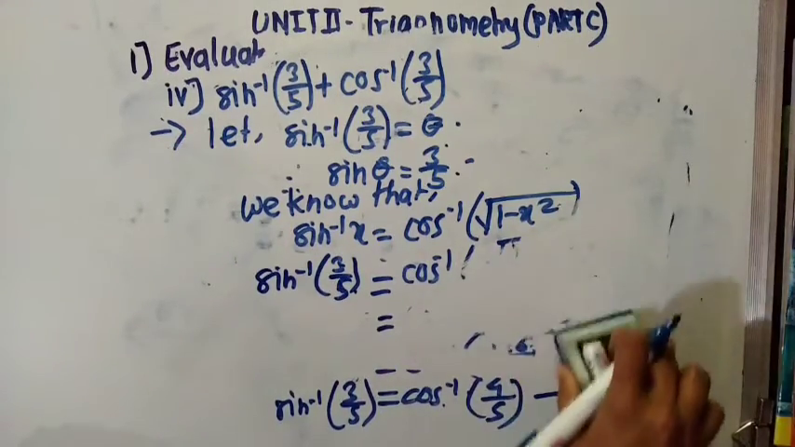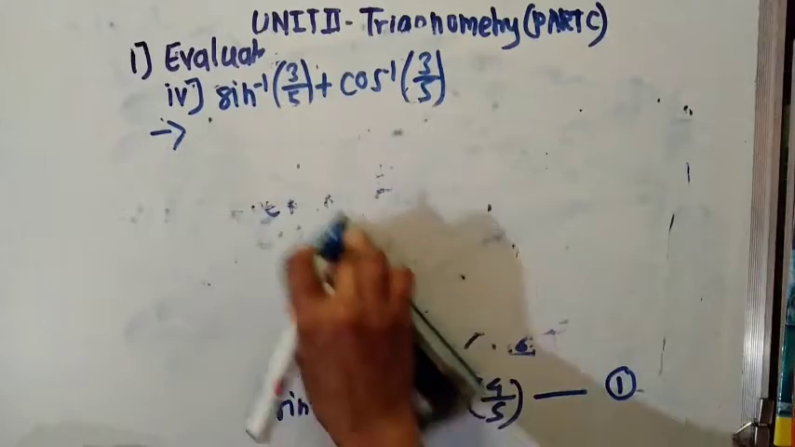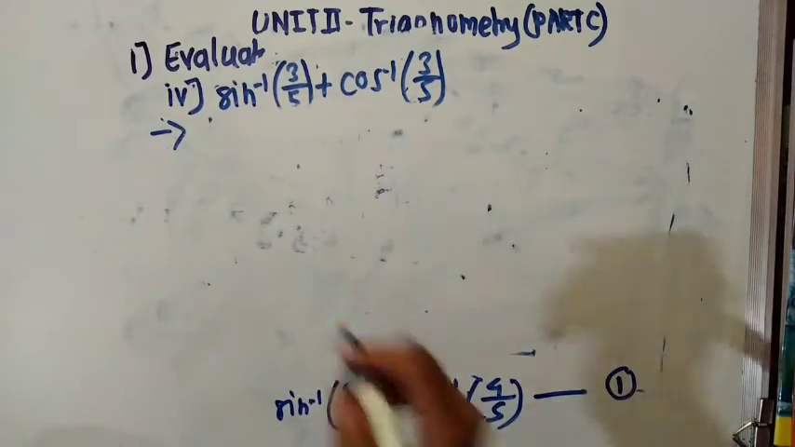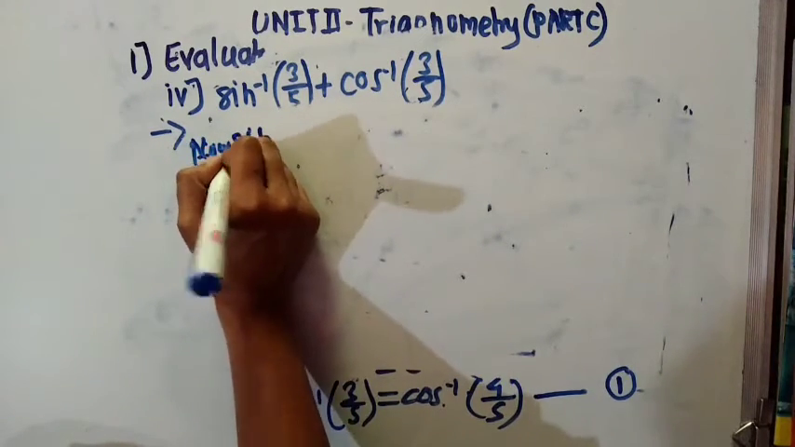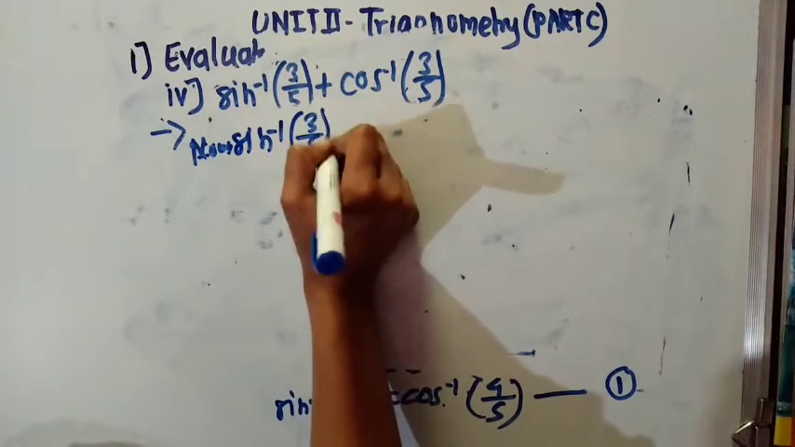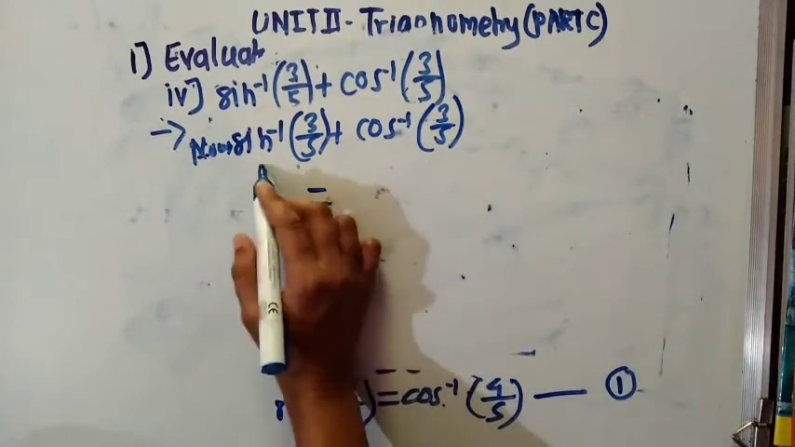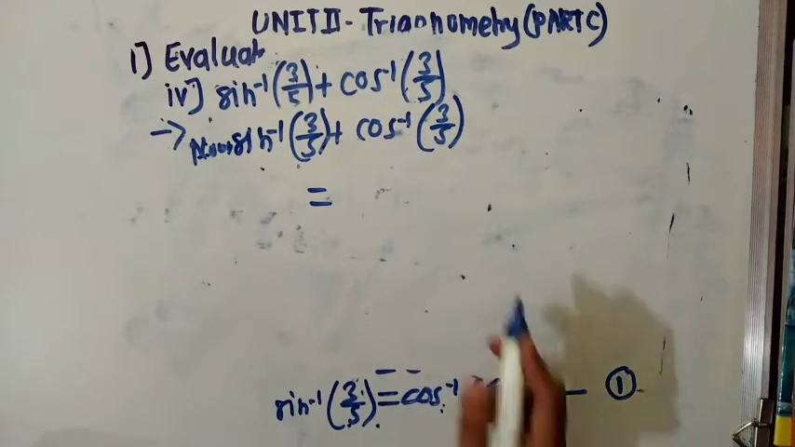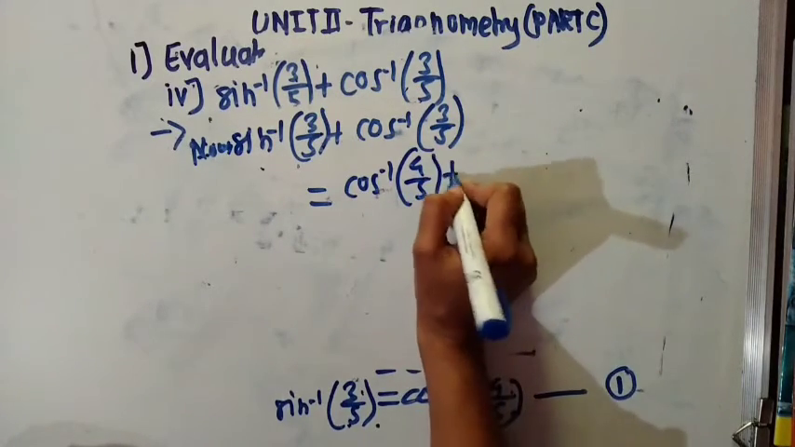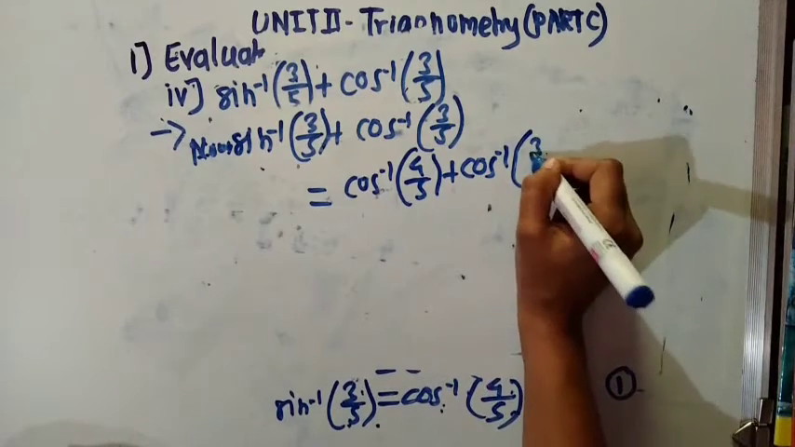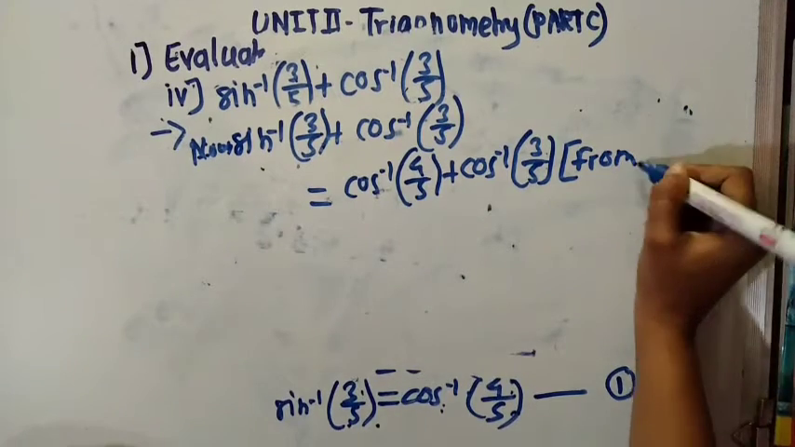Then we consider now sin inverse of 3 upon 5 plus cos inverse of 3 upon 5 is equal to, but sin inverse of 3 upon 5 is cos inverse of 4 upon 5 plus cos inverse of 3 upon 5, from 1.